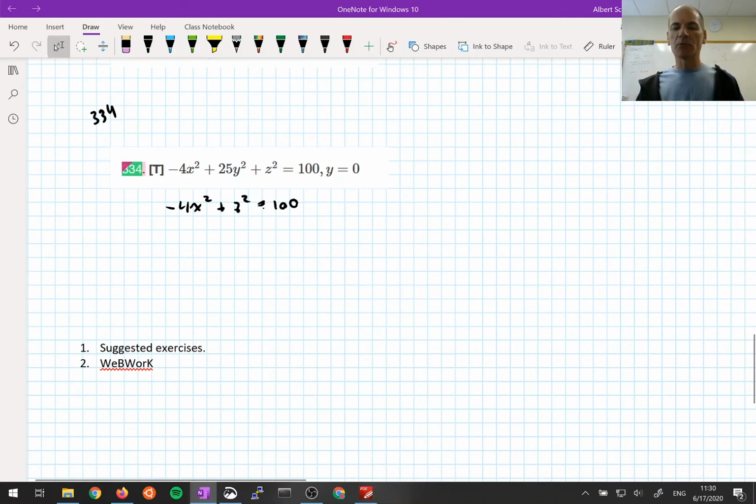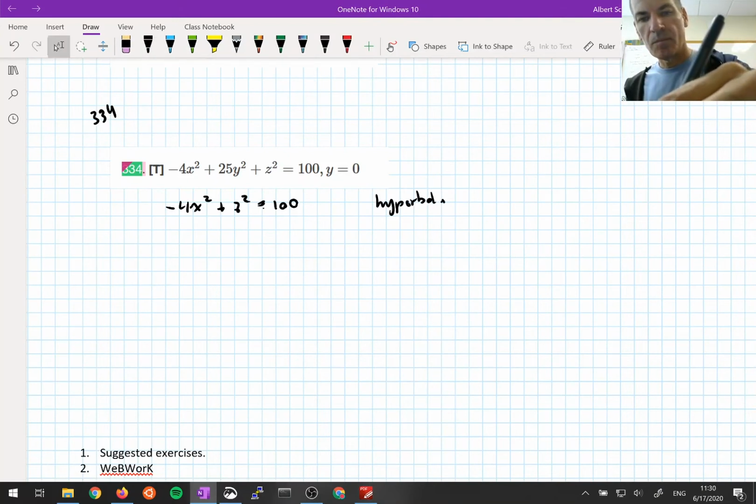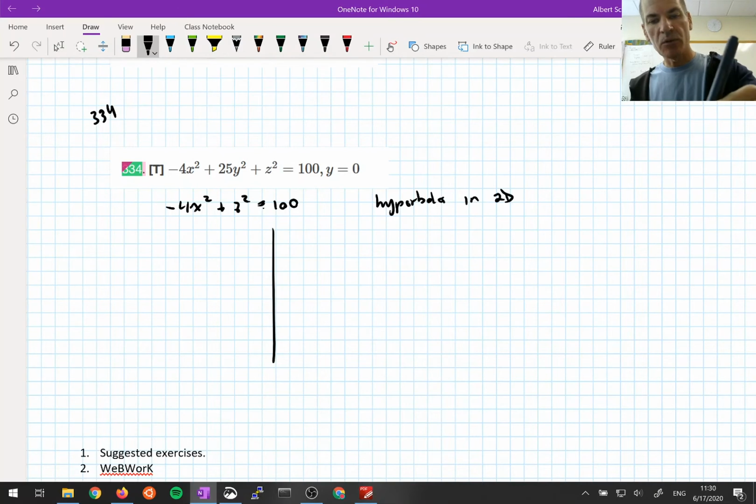You may remember from your work in pre-calc or maybe in calculus that this is actually the equation of a hyperbola in 2 dimensions. Which 2 dimensions are we talking about? Well, which 2 variables are present? We have an x variable and a z variable.